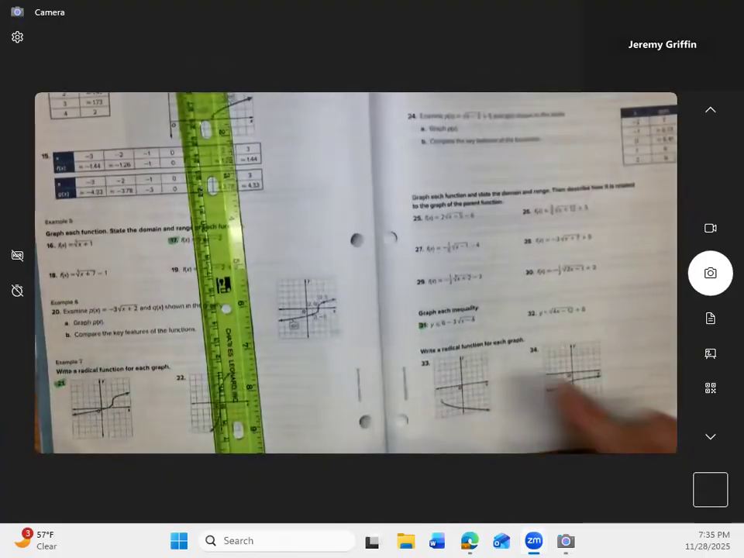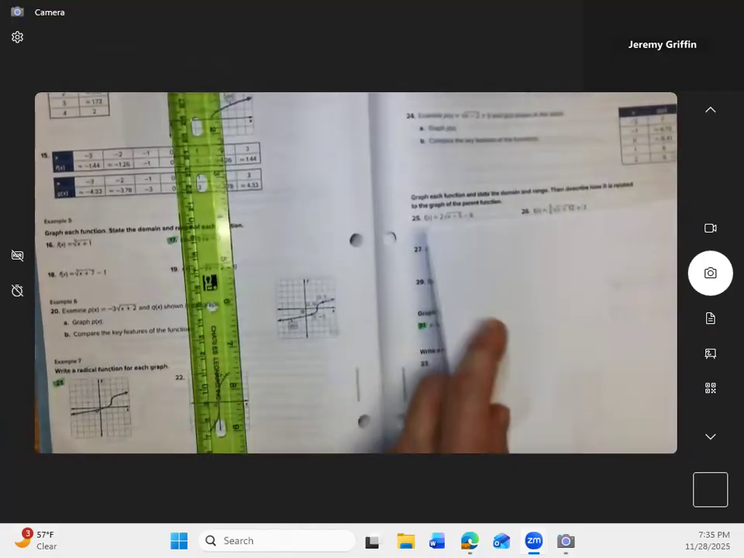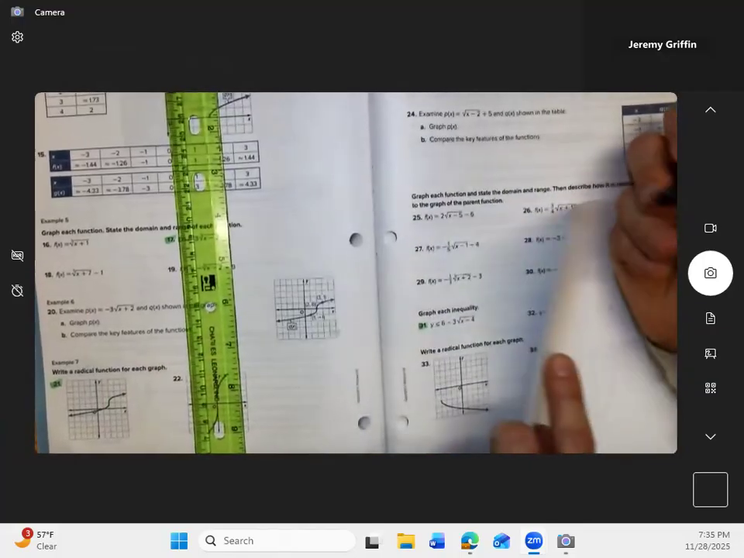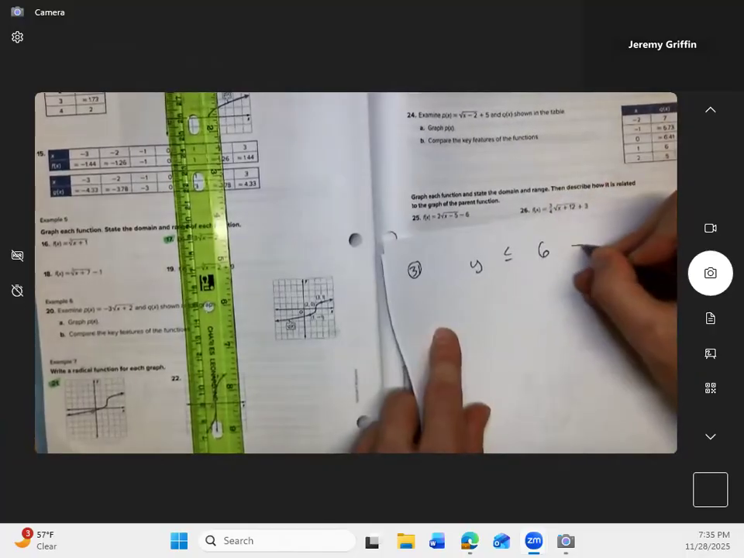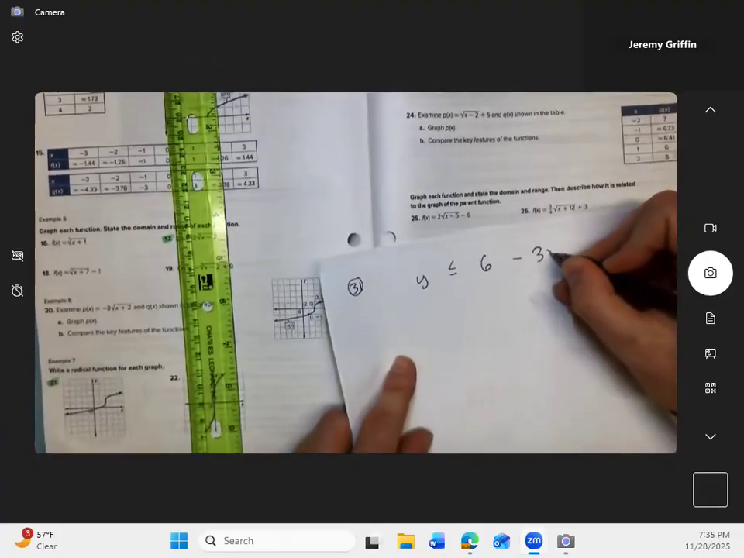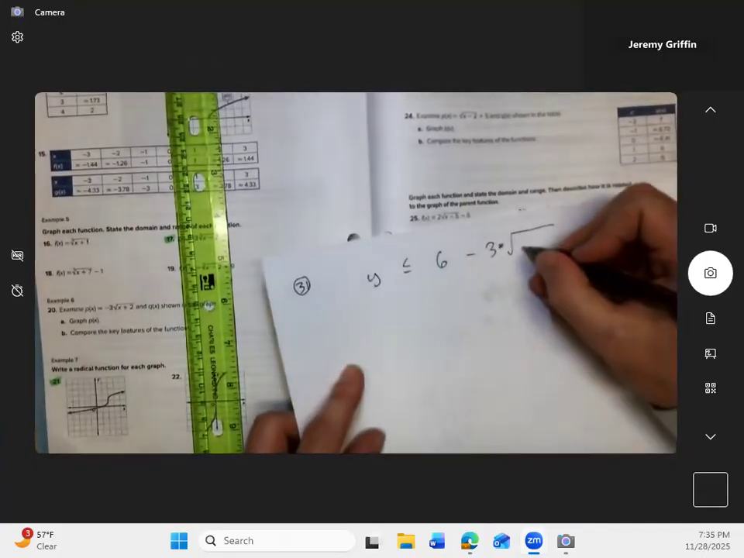Okay, number 31. Ooh, inequality. You guys remember inequalities? Hey, if y is greater than or less than, right there. Yeah, right. So y is less than or equal to 6 minus 3 times the square root of x minus 4.